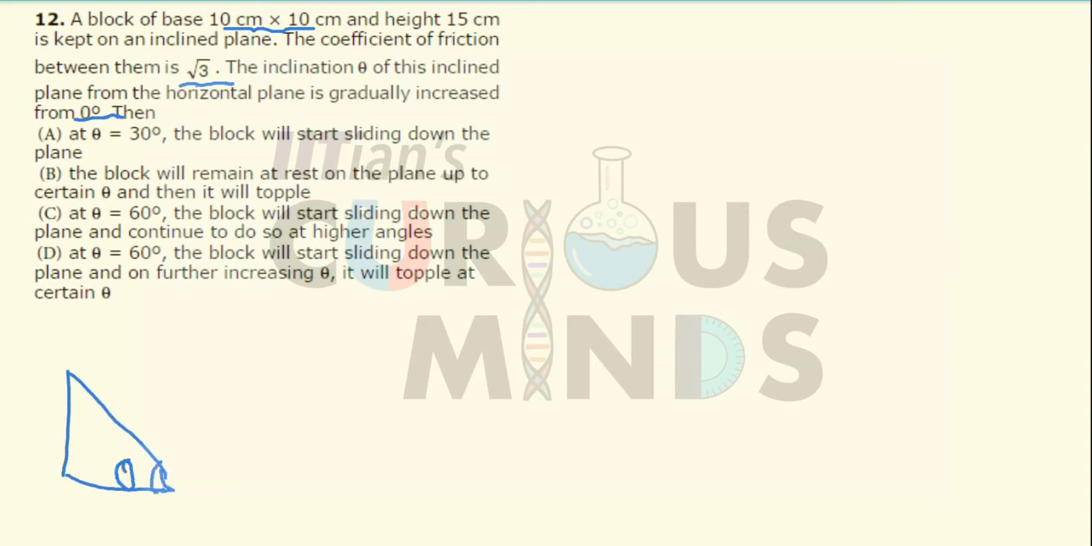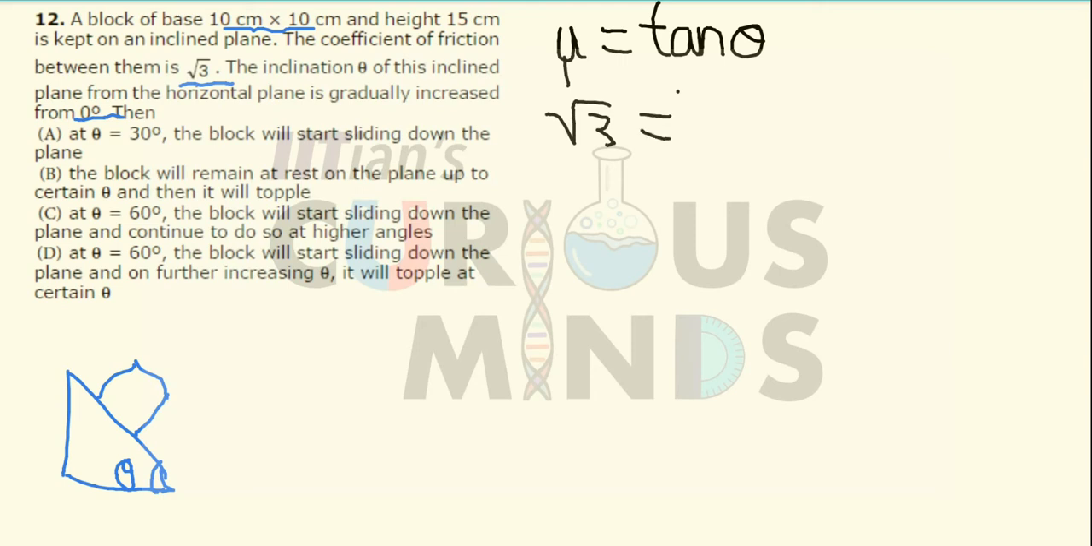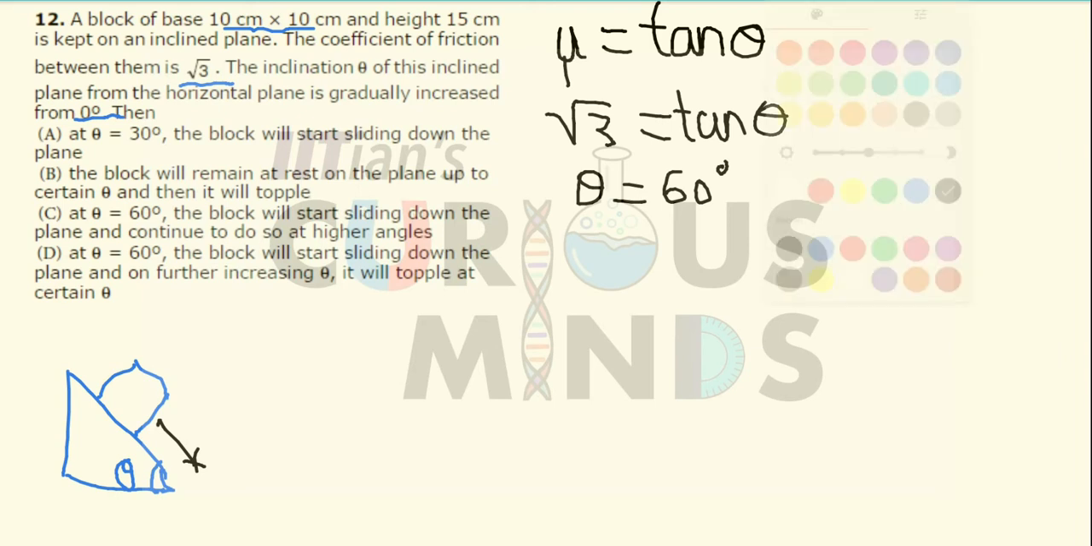Let me say this angle is theta and this box is placed. Now let us assume this block never tumbles, so at what angle will it start slipping? Now it is very much clear that there is a single body, so mu will be equal to tan theta. So mu over here, given as root 3, is equal to tan theta, so theta will be equal to 60 degree. At an angle of 60 degree the body will start sliding down. Till then it will be at rest.